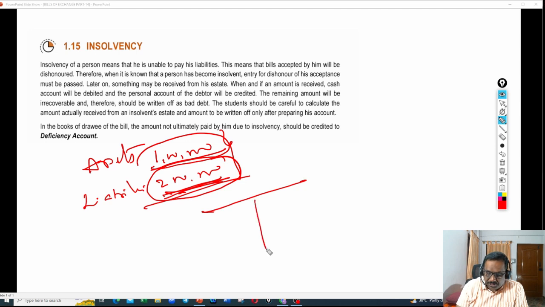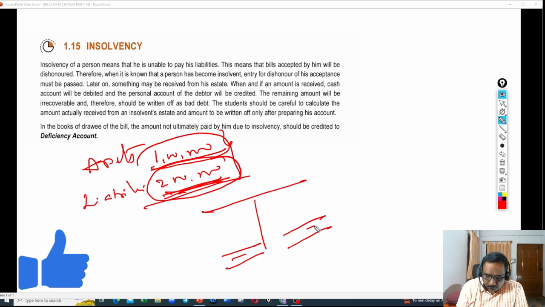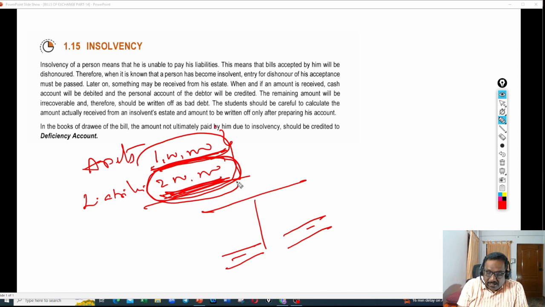Generally, when we prepare the balance sheet, we make sure my assets total and my liabilities total tally. That means I'm balancing the assets and liabilities. Correct? If my assets are less and liabilities are more, that means I'm not in a position to pay my liabilities. That is when you call that person insolvent.